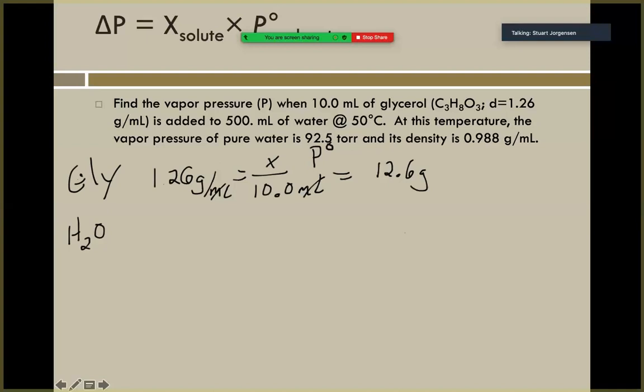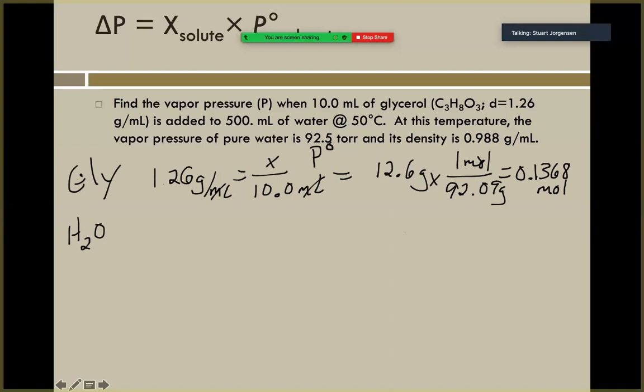If we go to the periodic table, we can find the molar mass of glycerol. For glycerol, our molar mass is 92.09 grams for every 1 mole, which means we added a little less than a mole here. We got 0.1368 moles of glycerol that we're adding. Cool, so now we know how many moles of glycerol we added. That's great, we need that for the fraction, that X value.